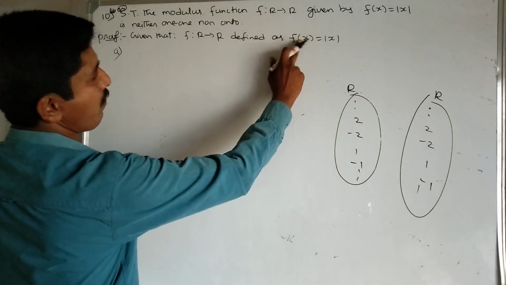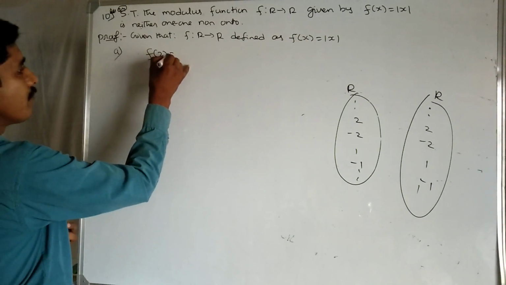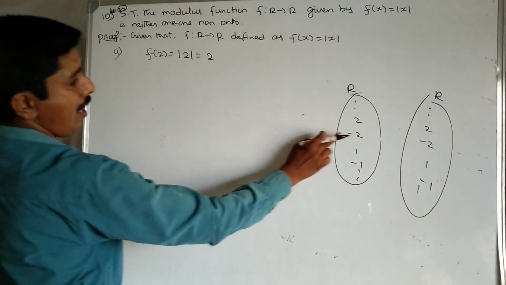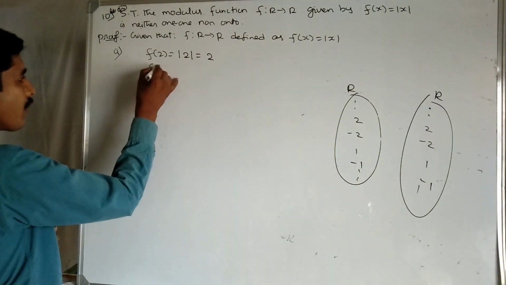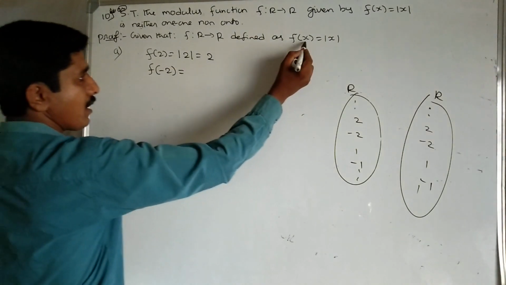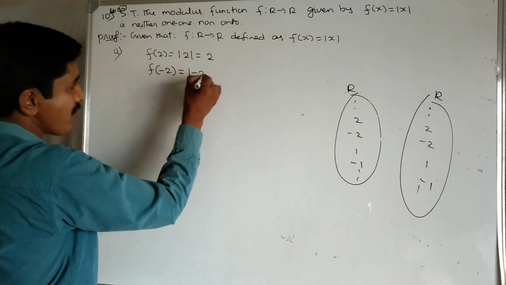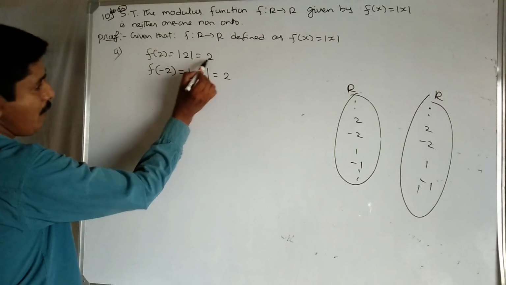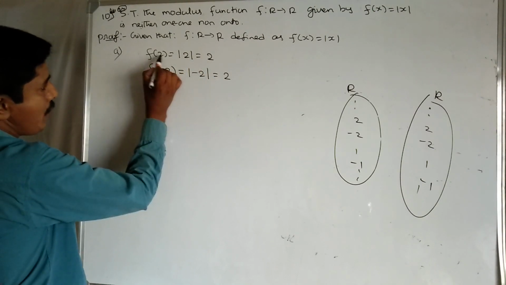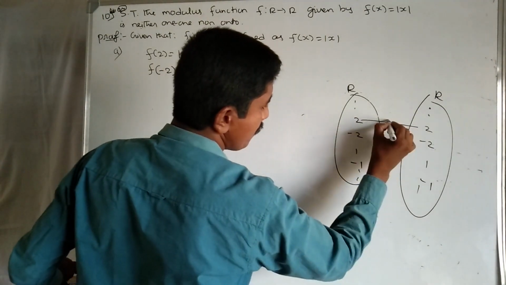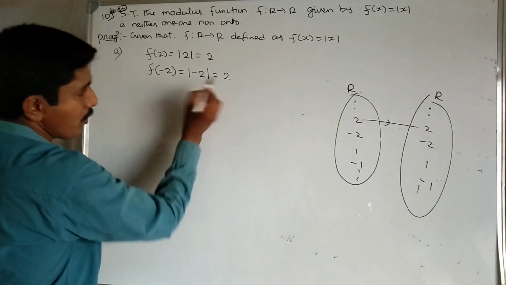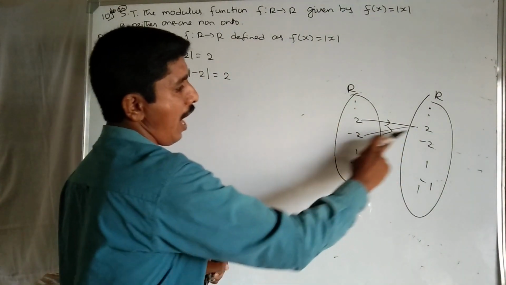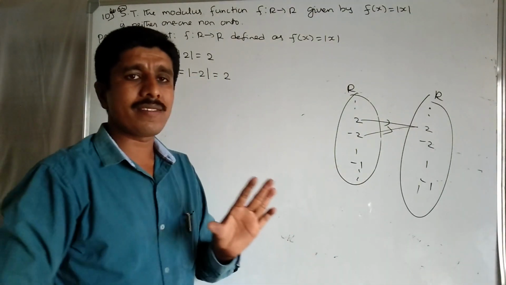Suppose x equal to 2, f of 2 is modulus of 2, and modulus of 2 is positive 2. And if you take x equal to minus 2, f of minus 2 is modulus of minus 2, which is plus 2. Here 2 is a domain element, and this is the range element. Here 2 is mapping with 2, and minus 2 is mapping with 2. You can say that 2 and minus 2 have the same image element 2. Therefore it is not one-one.